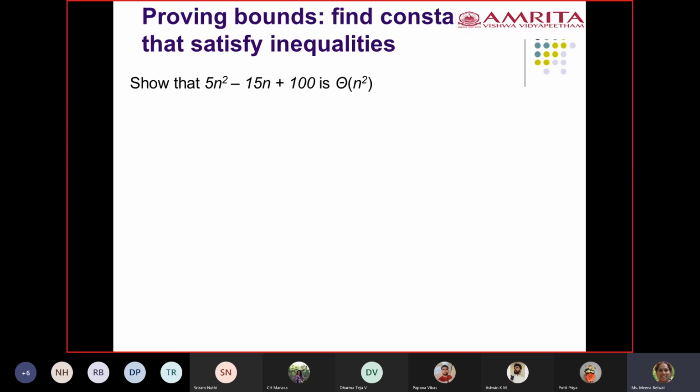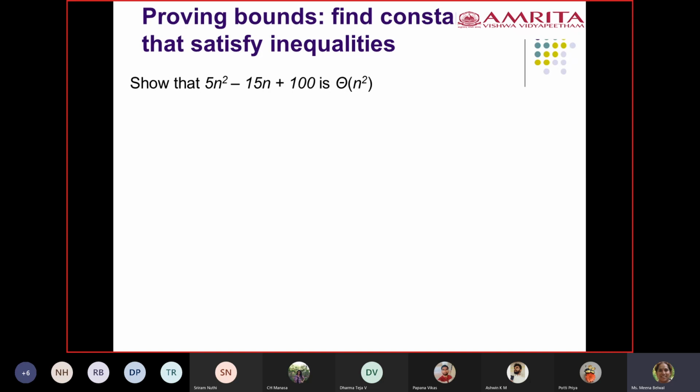Right? Now this is a question for you. Show that 5n square minus 15n plus 100 is theta of n square. Basically, to prove any bounds, we need to find constants that satisfy the inequality. So please have your pen and paper with you, students. I'm not asking you to tell me the answer, but if you are getting confused, you can always try it with pen and paper.